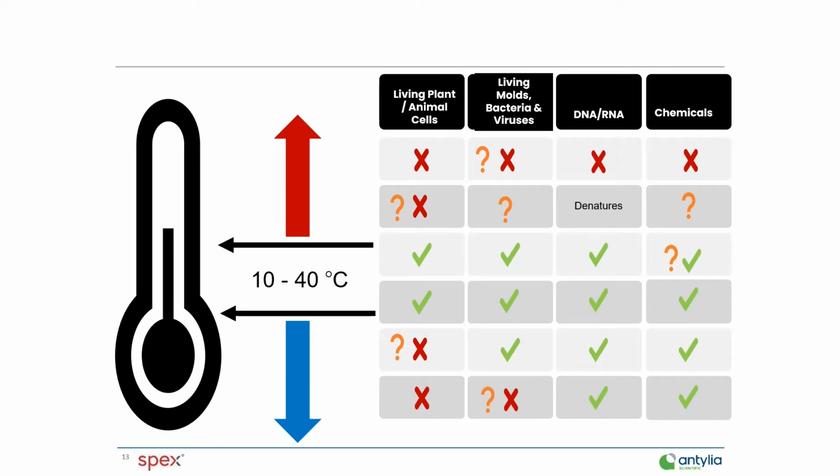If you only care about DNA and RNA, you have a lot more flexibility. You just have to worry about the point where it's going to denature or the base pairs are going to separate. And that's where you are concerned with the higher temperatures. But we also know that you can flash freeze, like with liquid nitrogen, and still recover usable DNA and RNA.